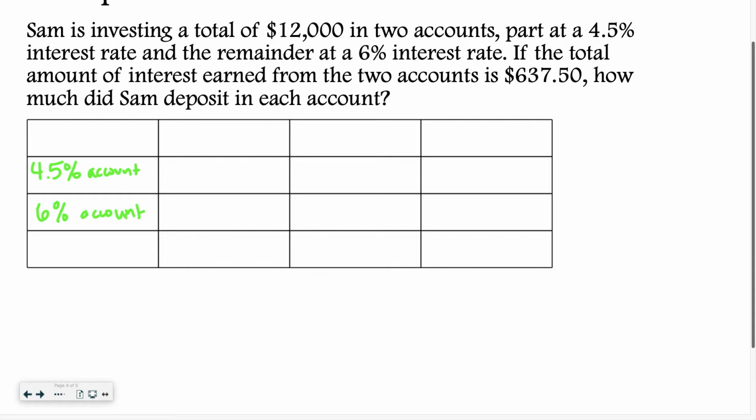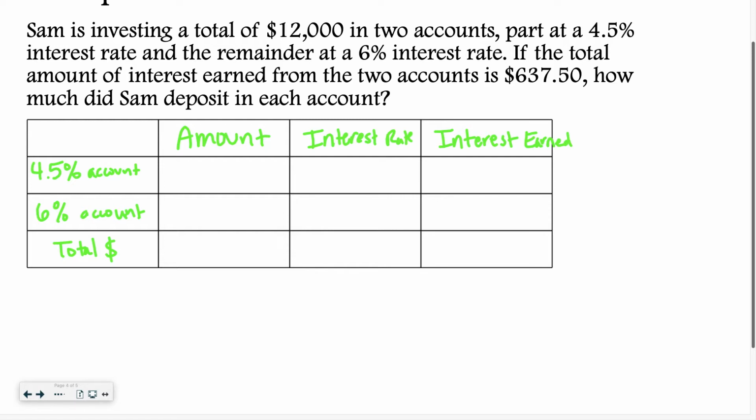And this time, we just have a total between the 2 accounts, right? The total money. So I want to know how much he invested into each account. And I know the interest rates. And then this last column would be, wow, I just cannot spell today. The last column is how much interest he has earned.